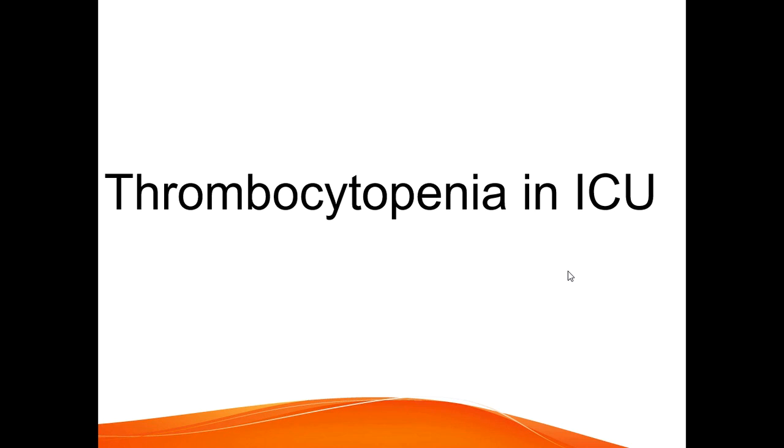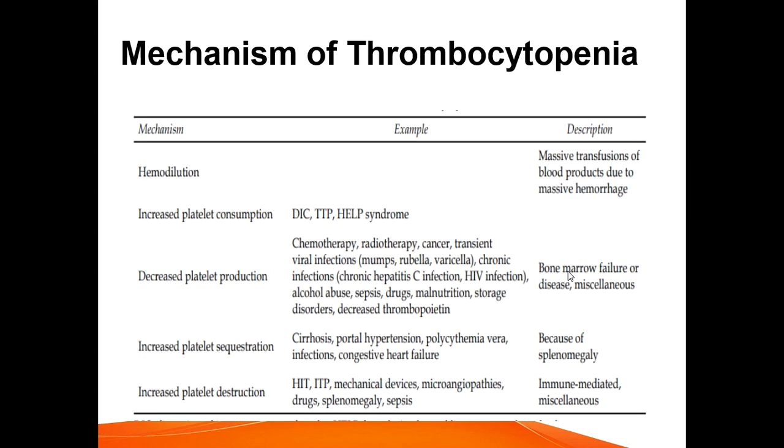So let's first discuss thrombocytopenia in the ICU. The major reasons are hemodilution, if a patient has got a massive bleed or massive fluid resuscitation, or it can be due to decreased... See, first let's talk about decreased platelet production. Okay, production is less, destruction is more, or some immunological disorder or hemodilution.